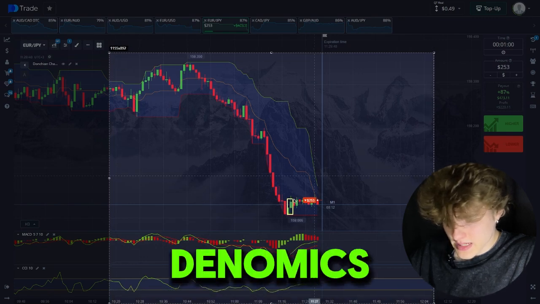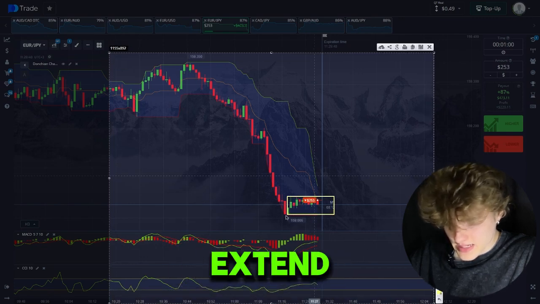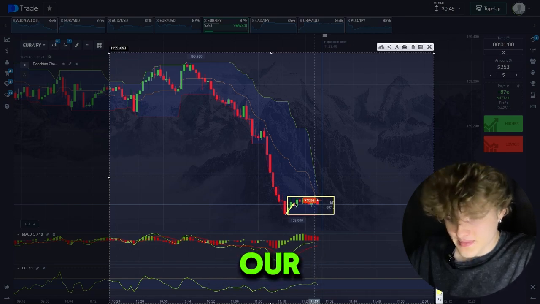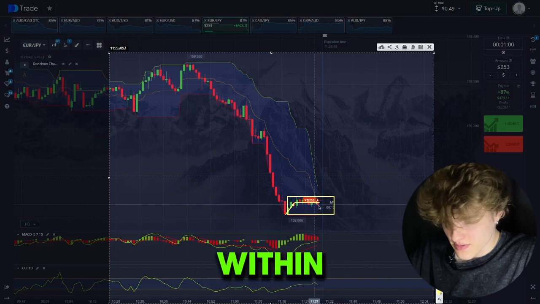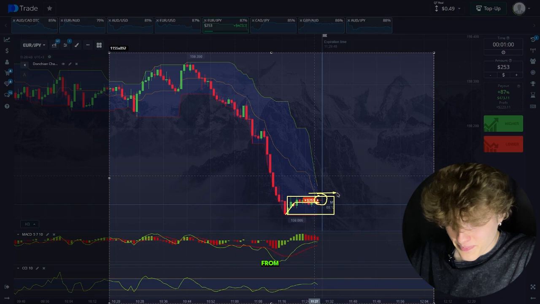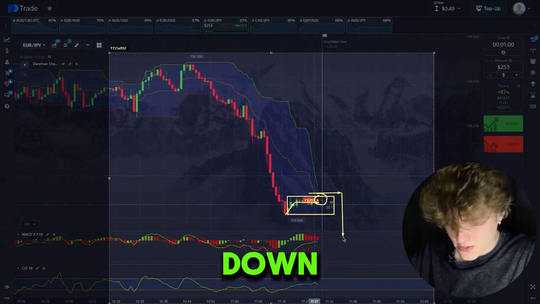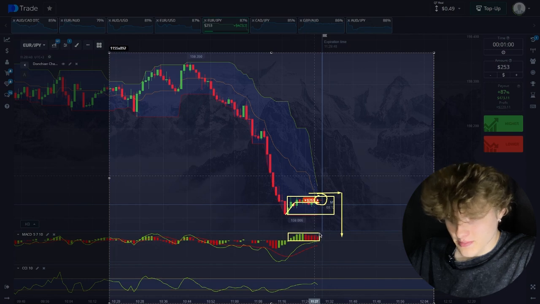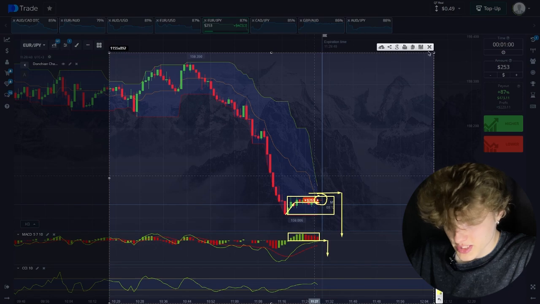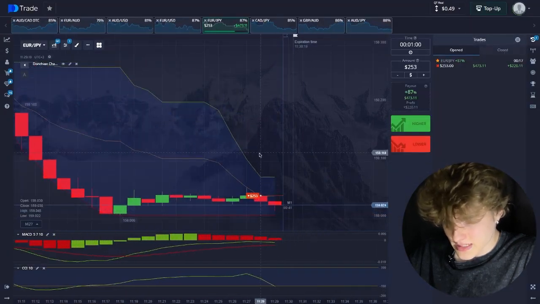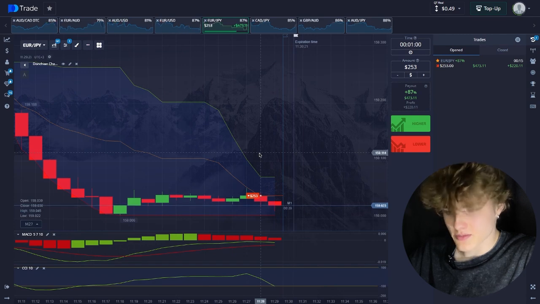First of all, downward dynamics, and this is the extent of the pullback. It's clear that most likely our downward dynamics will continue. We fix the touch of our weighted moving average, and actually from it we move down. That's why the deal is opened here on the downward trend. By volumes, we can see that in general dynamics should also change. We have about 15 seconds left. Let's watch the end.